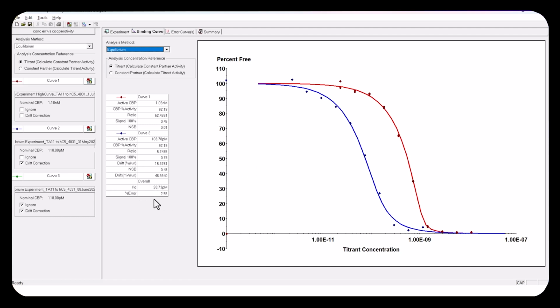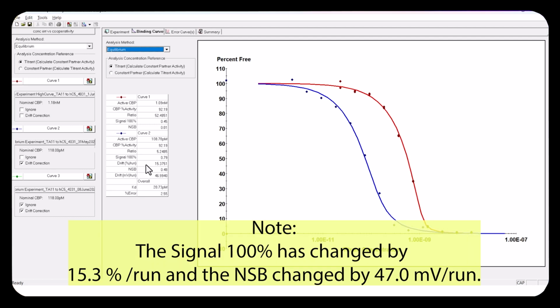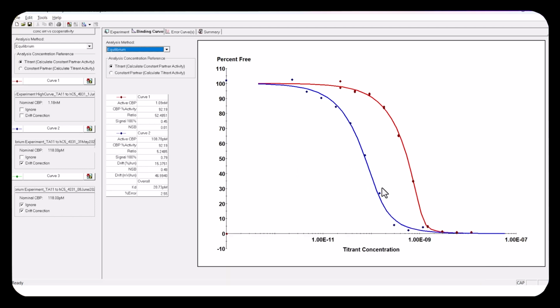It's lowered the error, and it's done that by changing the drift or the SIG 100 level by 0.79 per run and the NSB by 15 millivolts per run. These are pretty significant changes. And it's been able to do that and change the shape of the curve. And that's because the drift model is pretty powerful, can have a pretty big effect on the curve shape if it's not constrained by duplicate or more data.